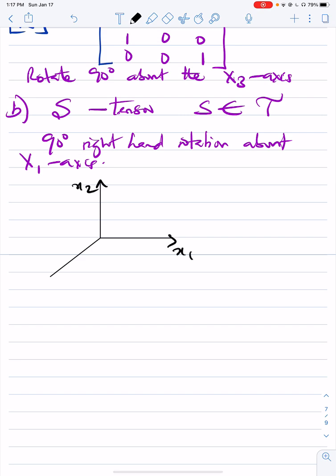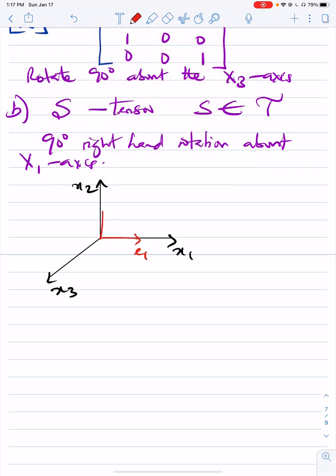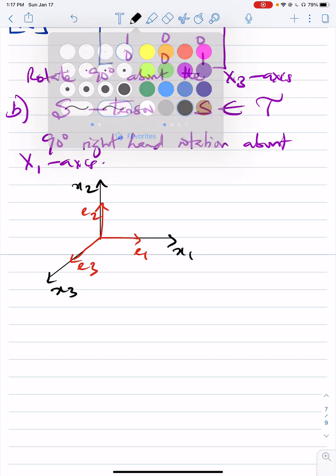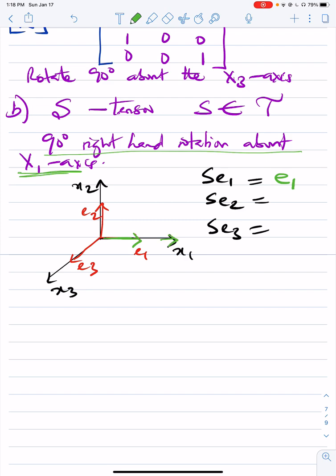X1, X2, X3, E1, E2, E3, right? So if we can see this, we need to get the transformed E2 as E3. This one does not change because this is where the rotation is about. So this still remains E1. It says 90 degrees right hand rotation about x1. This is x1. This does not change, so it's E1.